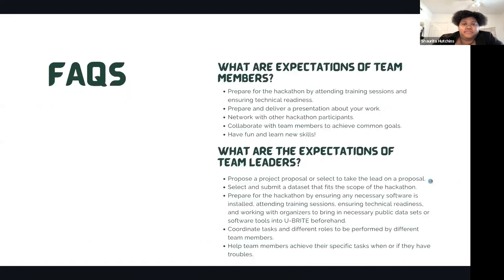So just some quick facts here. We talk about what the expectations are, and because we want more people to be team leaders, I don't think that anyone should be afraid of that. Whether that's a PhD student, an undergrad, a high school student, principal investigator, postdoc, whoever, all those people are valid to be team leaders. You don't need to have the most knowledge. You just need to have an idea.